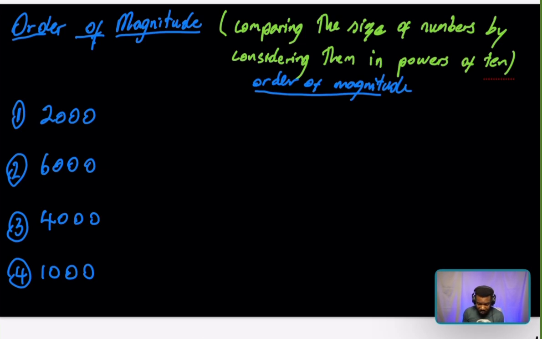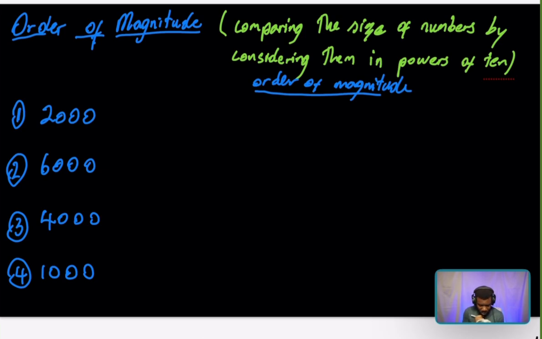Before we look at the example, let's look at what the order of magnitude is. The order of magnitude is comparing the size of numbers by considering them in powers of 10. So we're looking at the size of a number, but we're considering it in powers of 10.